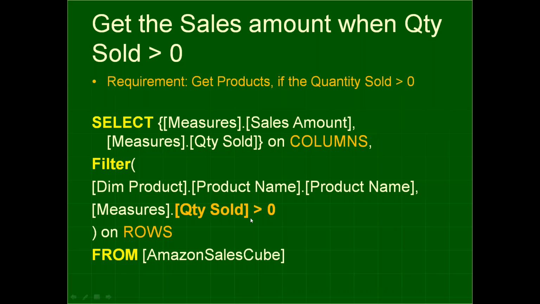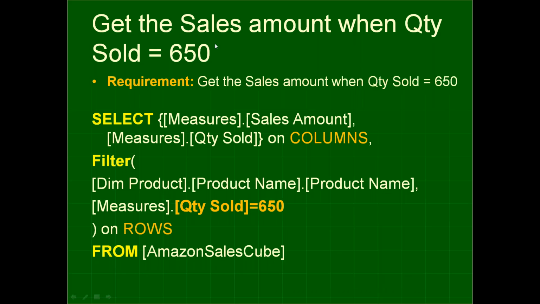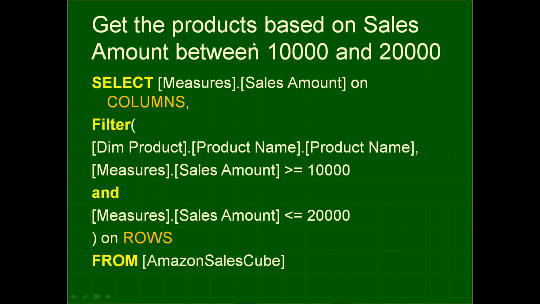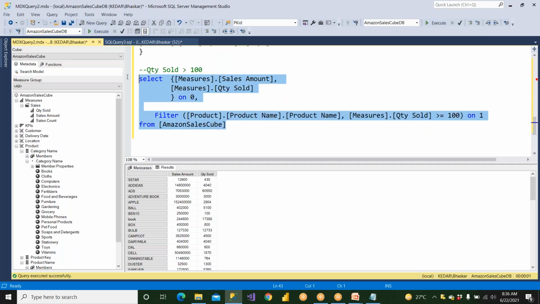Clear? Now get the sales amount when the quantity is equal to 0. You can apply this instead of greater than. Now get the products based on the sales amount between 10,000 and 20,000. You can use an AND condition. This is what is called a between clause. Okay, so the next one is between.